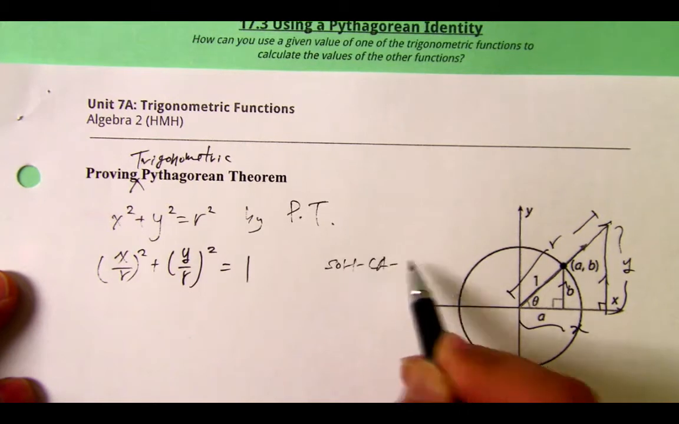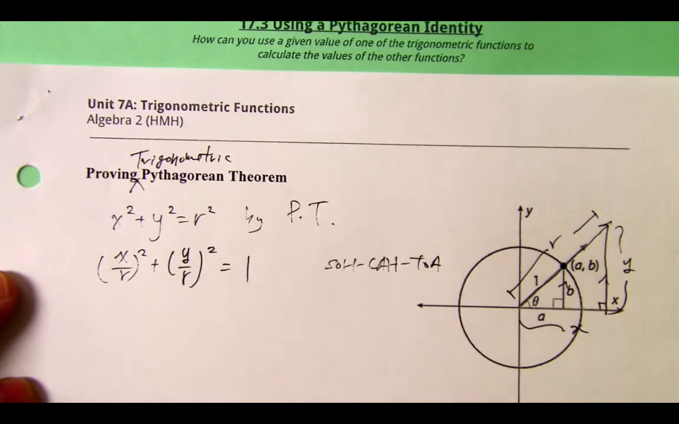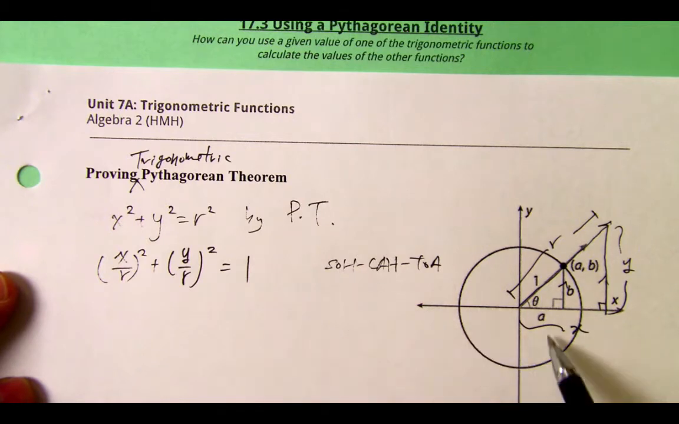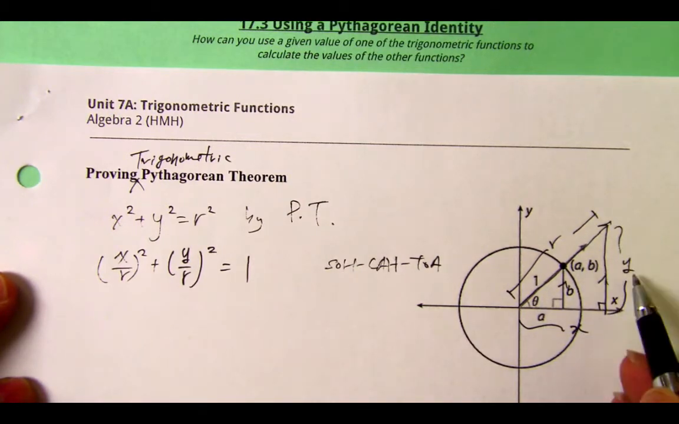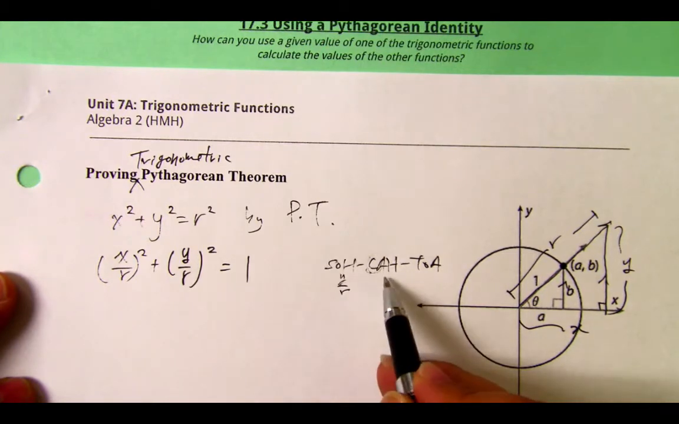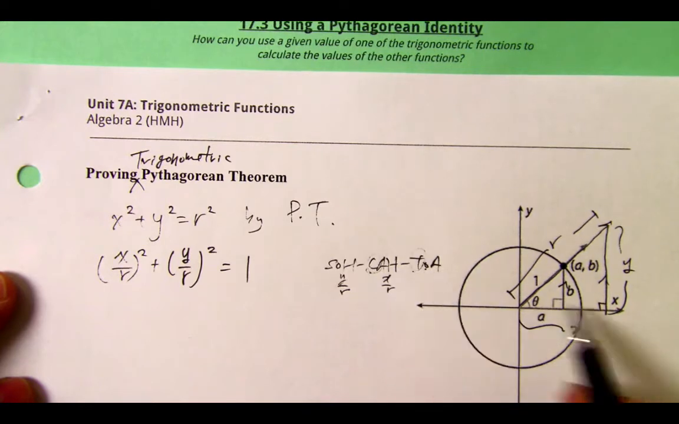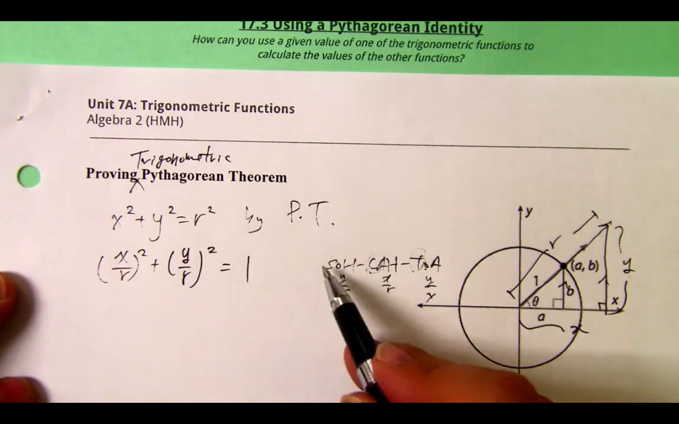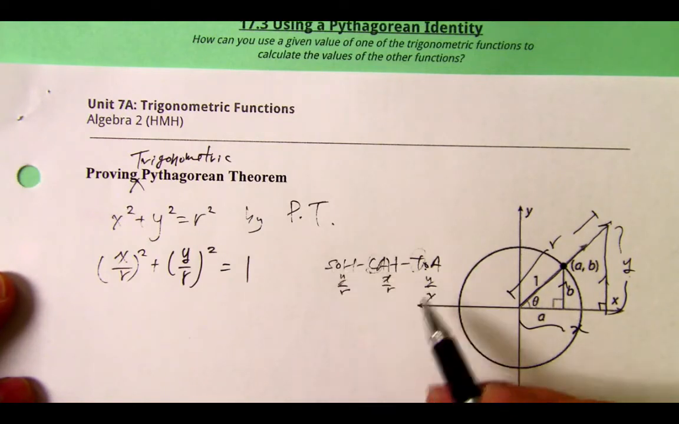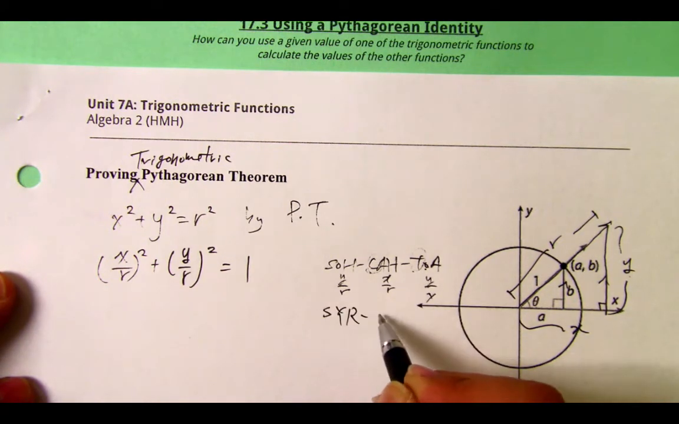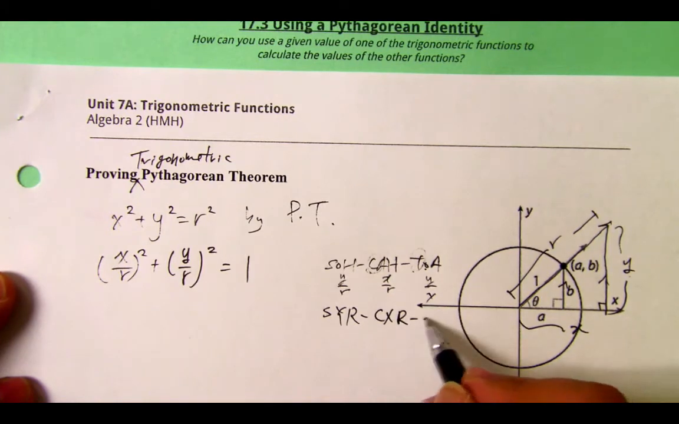SOHCAHTOA. We learned SOHCAHTOA, then we convert it to using coordinate trigonometry, and all it is, sine is opposite over hypotenuse. It just happens that the opposite side is always the y value, right? So sine is actually y over r, and cosine is x over r, and for tangent, opposite is always y and adjacent is always x. So we have y over r for sine, x over r for cosine, and y over x for tangent.